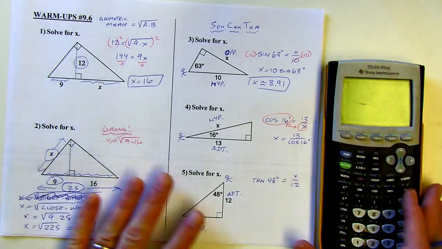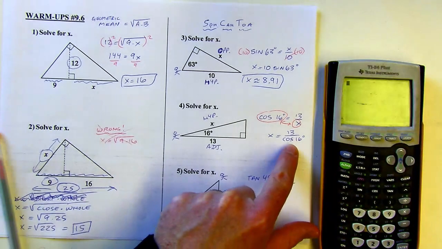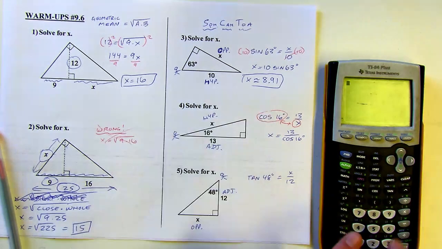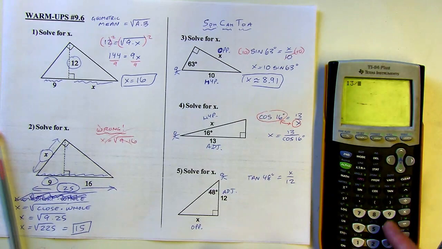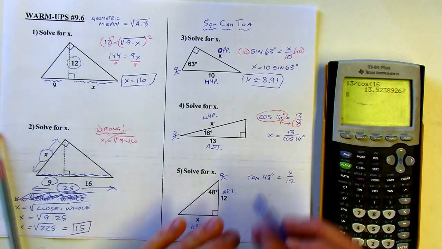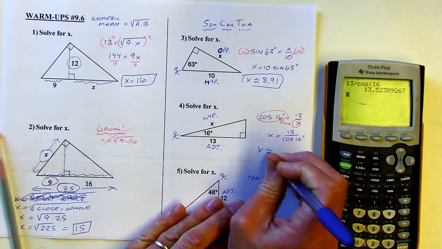So time for my calculator, and some calculators might want to do cosine of 16 degrees first and 13 divided by whatever that decimal is. On my calculator, I'm just going to put it in exactly as it's written here. Again, I'm in degree mode, so I got about 13.52.